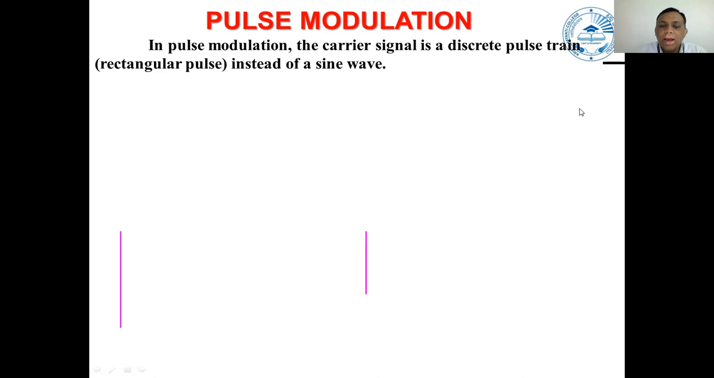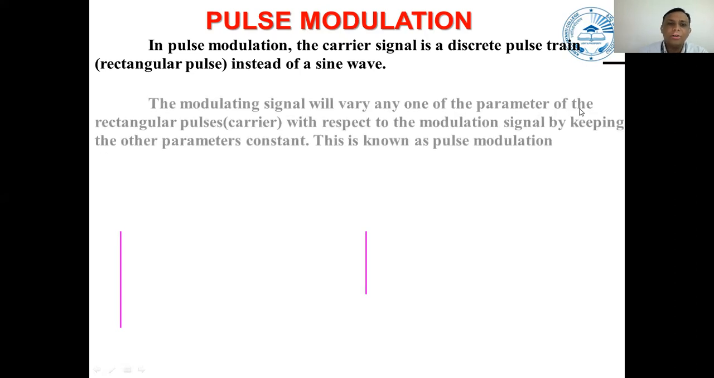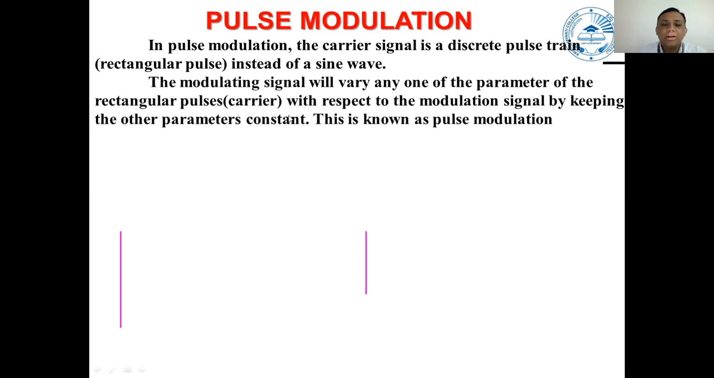I can change the amplitude of the pulses, or I can change the width of the pulses, which is the on time of the pulse, or I can change the position of the pulses, which is the starting point of the pulses. So I'll vary any one of the parameters of the pulses: either the amplitude, or the width, or the position, by keeping the other parameters constant. This type of modulation we call pulse modulation.